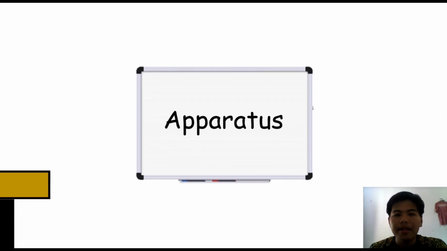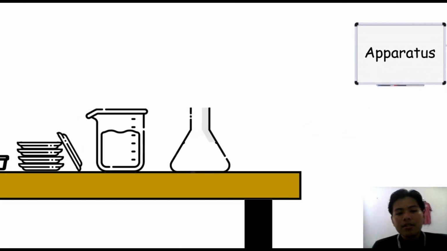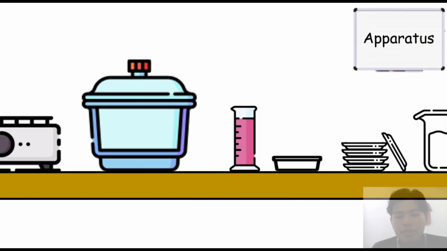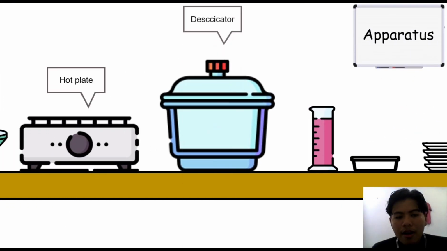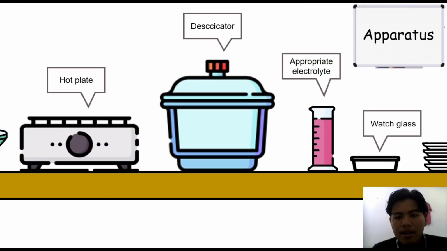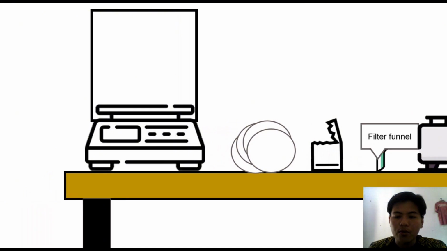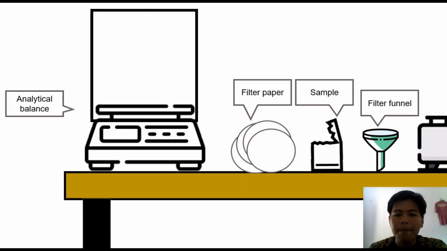First of all, let me introduce you to the apparatus needed in gravimetric analysis. We need a weighing boat, a beaker, and also a conical flask or Erlenmeyer flask. We also need a hot plate, desiccator, appropriate electrolytes, and also a watch glass. We also need a filter funnel, sample, filter paper, and also an analytical balance.